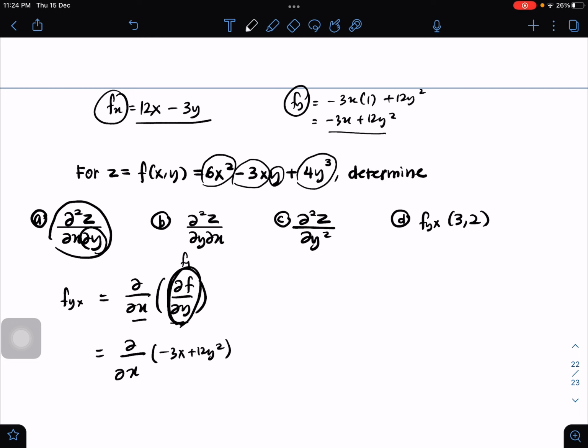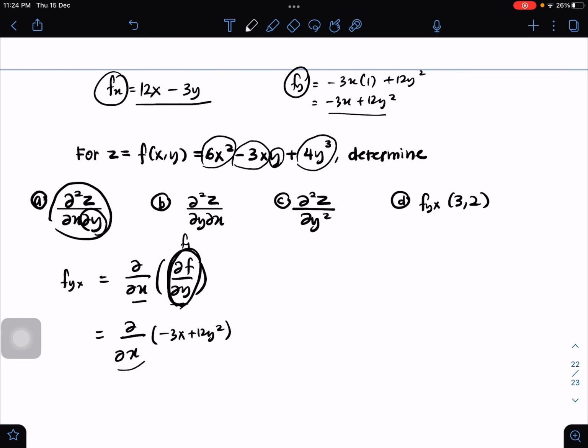So what you want to do here is differentiate this function with respect to x. Whenever you differentiate with respect to x, y is a constant, so you already get plus 0 because this one is a constant. Then you differentiate this one, negative 3x, and you will get negative 3. So negative 3 plus 0, the answer is negative 3.